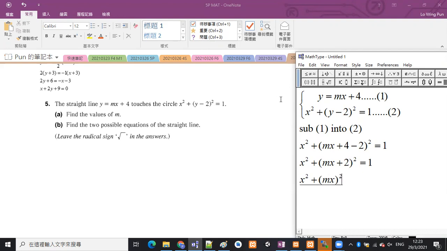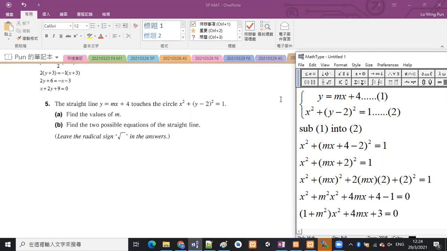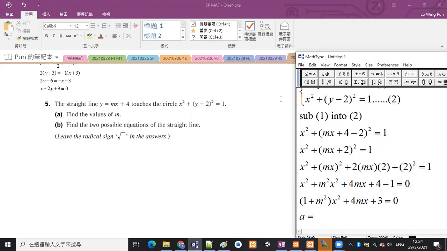So we have a squared plus 2ab plus b squared equals 1. Simplifying the terms one by one. Okay, and then grouping the like terms. And you can get a simple quadratic equation now, where a is 1 plus m squared, b is 4m, and c is 3.